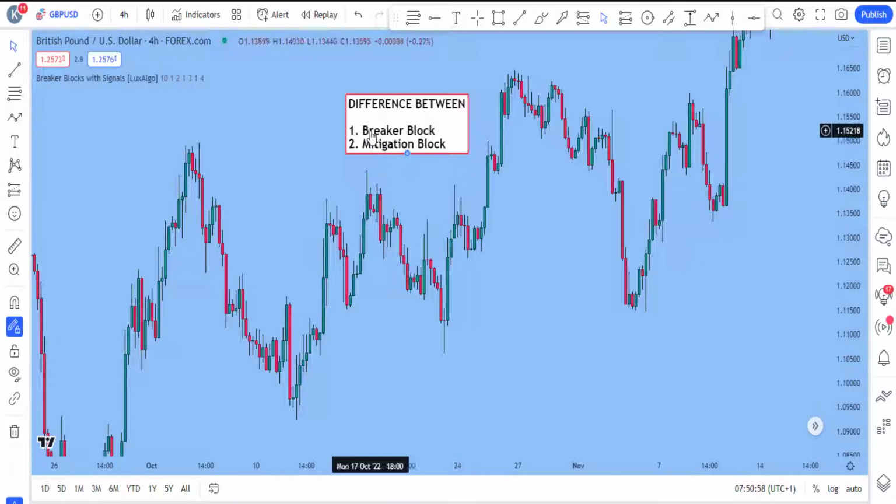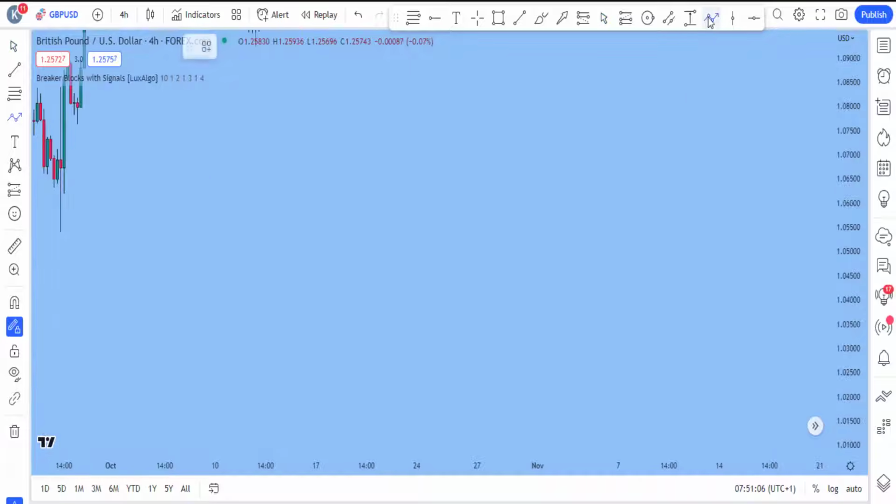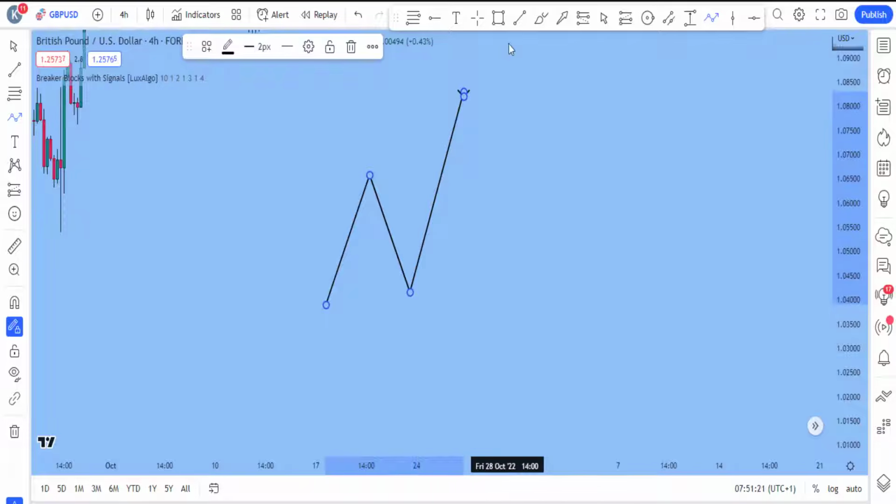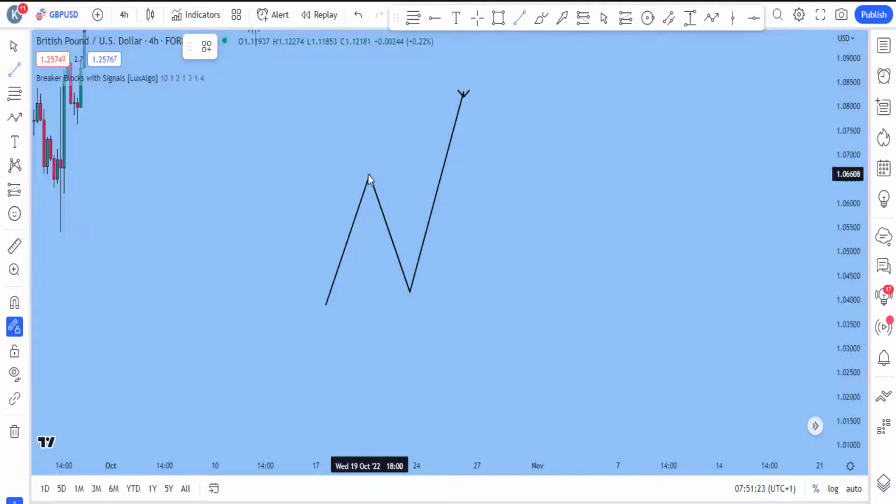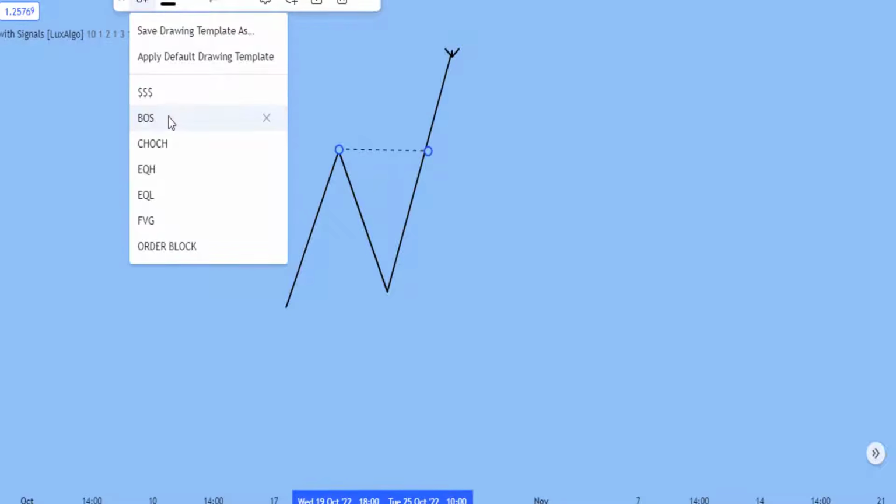Now let's start by sketching what a breaker block is and a mitigation block is before we come back to our chart and spot them literally. I'm going to show you what exactly a breaker block is, and then I will show you what a mitigation block is. When you see price creating a range like this, normally what we call this is basically a normal price action where you see price breaking structure. Okay, your normal smart money concept, this is a break of structure.